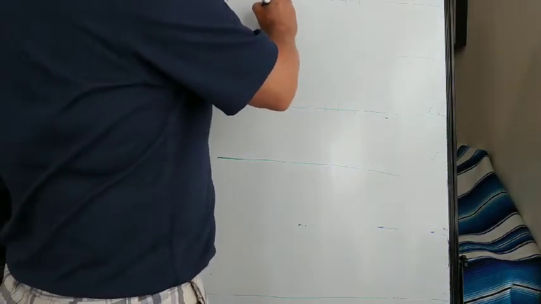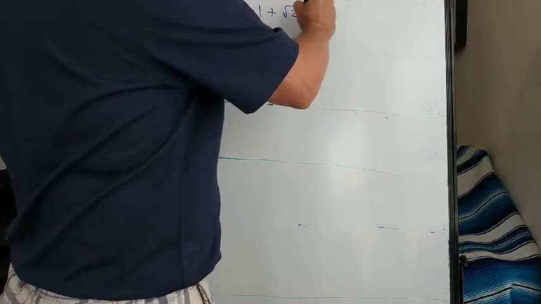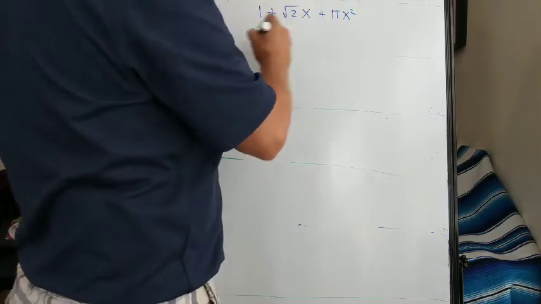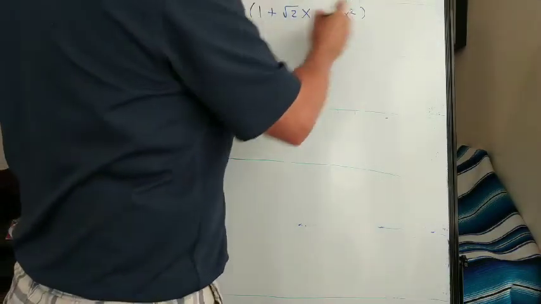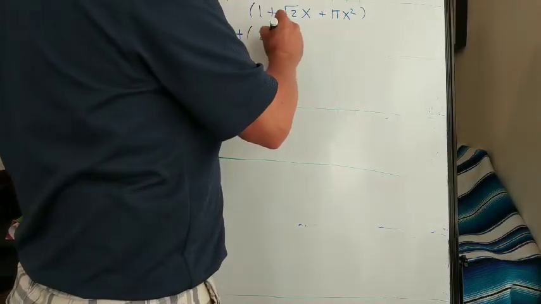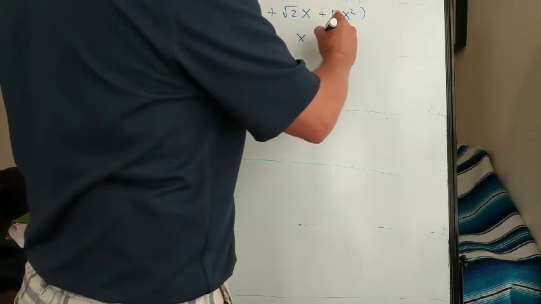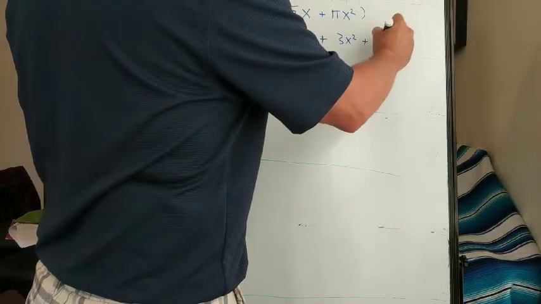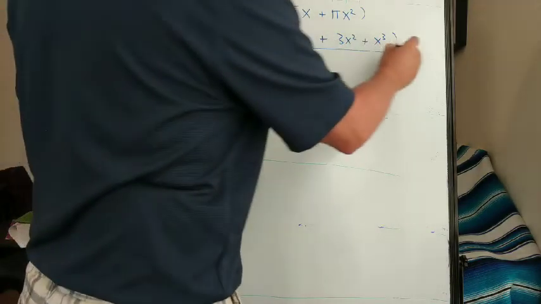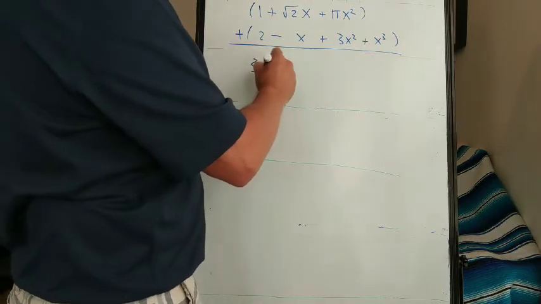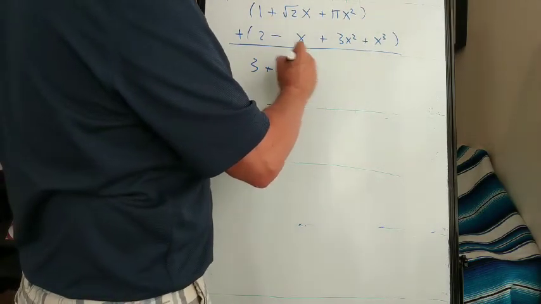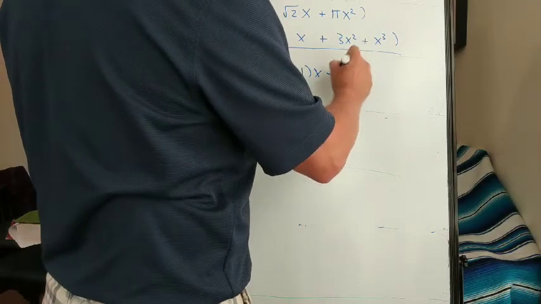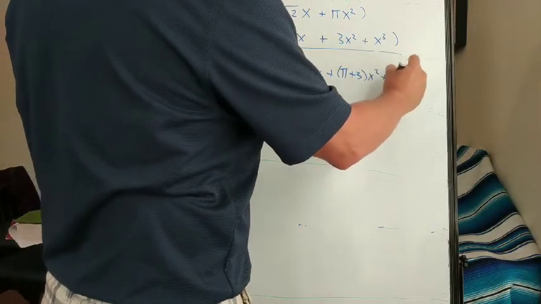So let's say we have 1 plus square root of 2 x plus pi x squared. We want to add that to 2 minus x plus 3x squared plus x cubed. So we add those together and we get 3 plus (square root of 2 minus 1) x plus (pi plus 3) x squared plus x cubed.